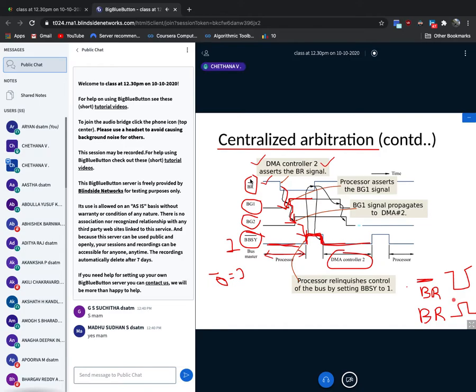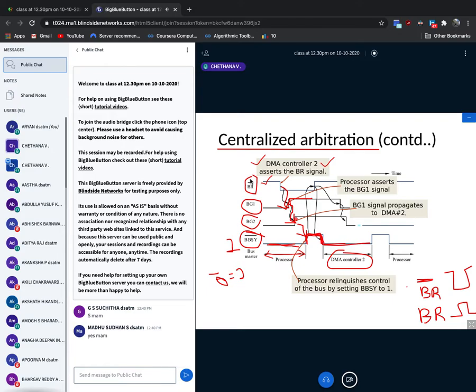Just have a look at the diagram and compare. Whenever we have a negate symbol, it is active mode. Active mode with the negate symbol is lower impedance. Active mode without the negate symbol is said to be higher impedance. That's all. I think I wrote this diagram in the previous class also.